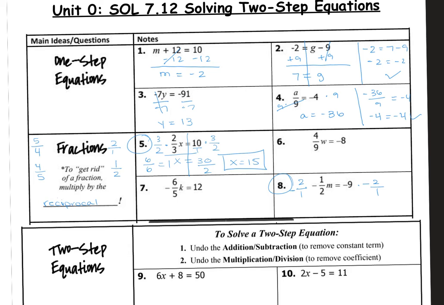All right, so again, I have 2 times a negative 1, which gives me a negative 2. And I have 1 times a negative 2, which gives me a negative 2. Negative 2 divided by 2 gives me 1. So I'm just simply left with m on this side of my equation. And then I have negative 9 times a negative 2, which gives me 18 over 1, which simply reduces to 18. And I'll go back through and box my answers.